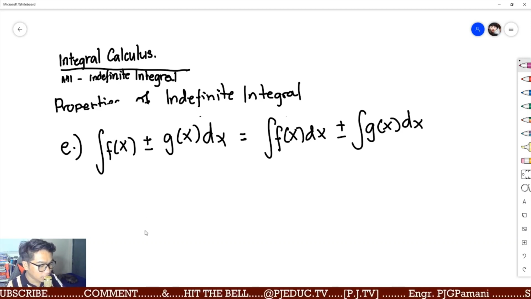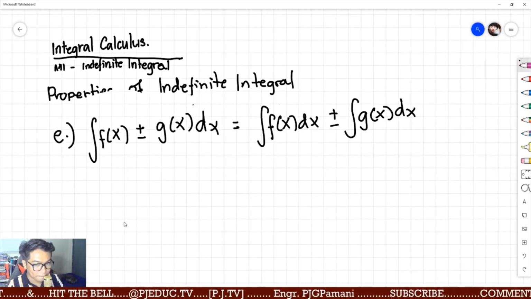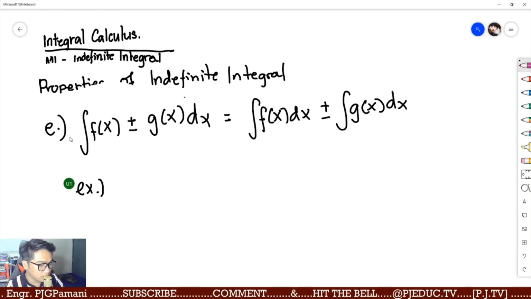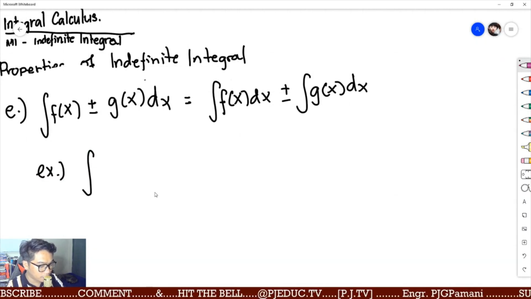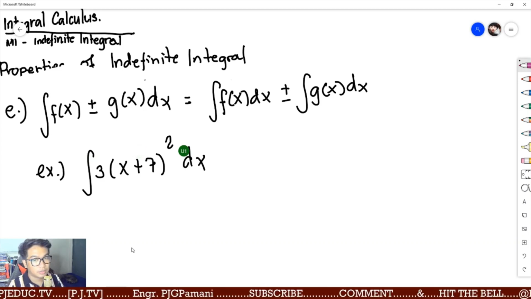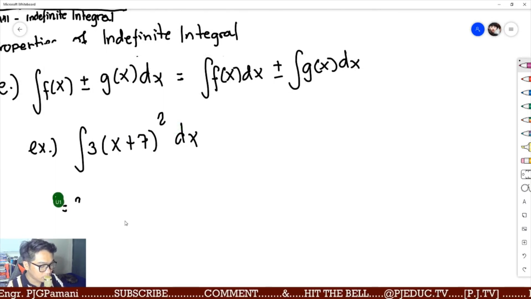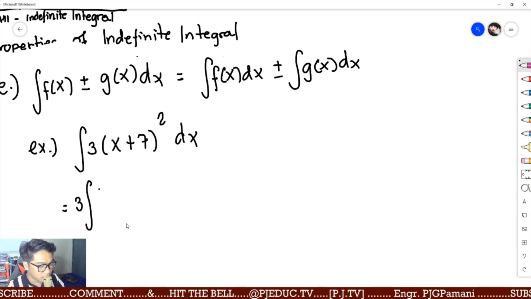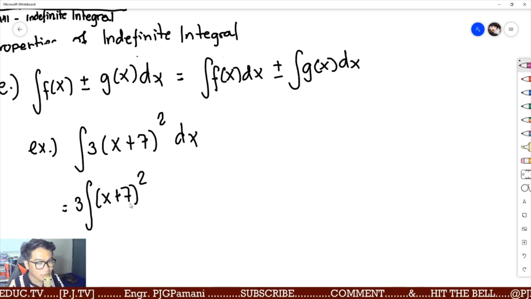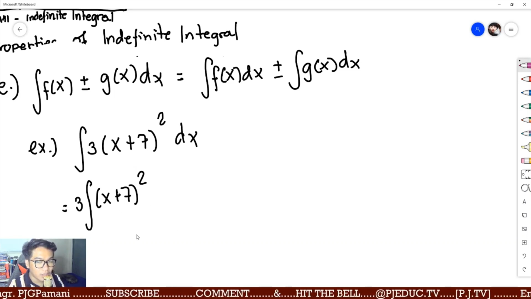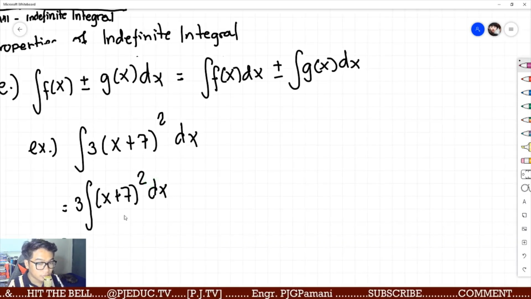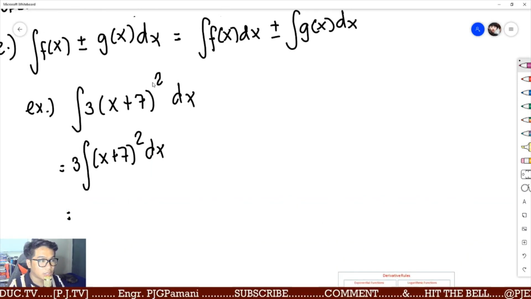Now, sabi ko kanina, di ba, pwede nating i-expand yung problem. So, yun yung part ni property E. So, for instance, if we have this problem, evaluate the indefinite integral of 3 times x plus 7 raised to 2 dx. Constant si 3, ilabas muna natin siya. So, meron tayong integrand na x plus 7 raised to 2. Hindi natin pwedeng sabihin na constant si 7. It is now enclosed in a term that should be expanded. So, we'll have to expand this term first to apply this particular property.